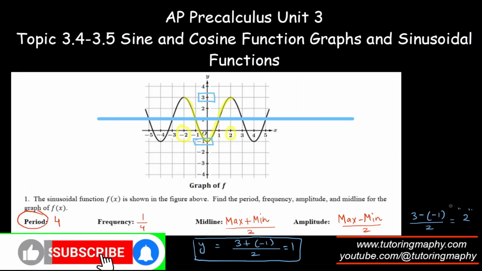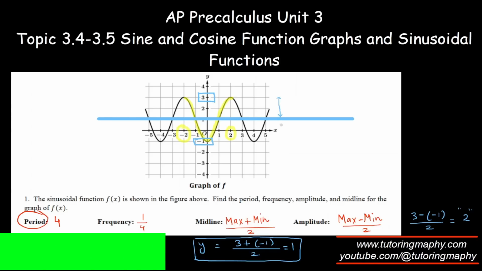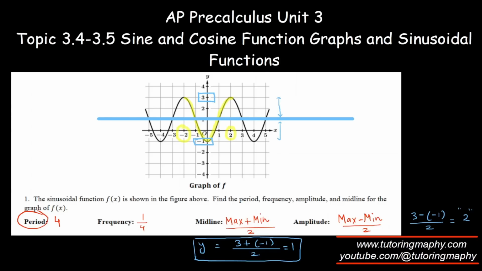The amplitude is 2. Basically, amplitude is the distance between the midline and the maximum value, or the midline and the minimum value. So midline is obviously here. From 1, if you go to 3, you will cover 2 units. From 1, if you go to -1, you will again cover 2 units. So that is the amplitude.